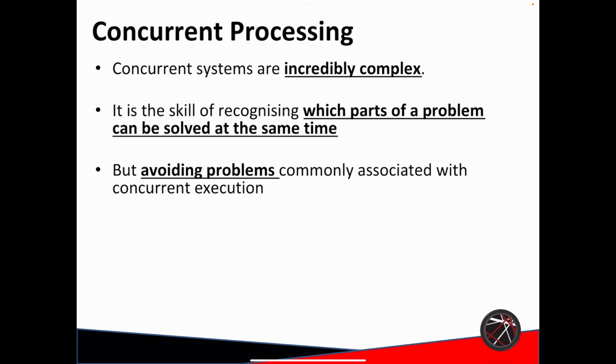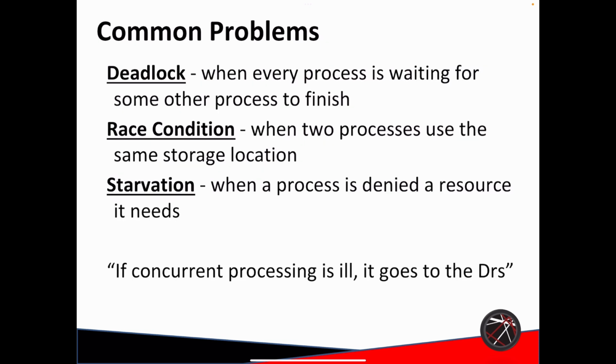However, there are some complications with this. It does create a lot more complexity. It also means that we have to really think about the problem, what can happen, when and how and in what order, and therefore we can actually start to create problems in doing so if we're not careful. If concurrent processing is ill, it goes to the doctors. And as you can see, we've got our three statements here: deadlock, race condition and starvation. And they're issues that come from this.